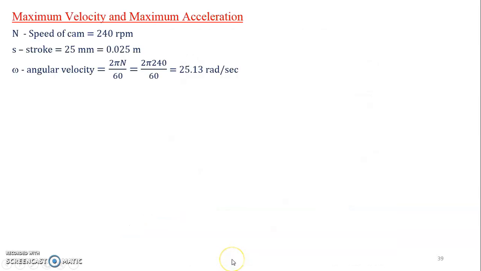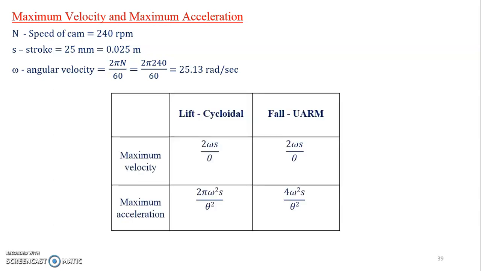After that follows the maximum velocity and maximum acceleration. So speed is given as 40 rpm, stroke is 25 mm, which is 0.025 meter, angular velocity is 2 pi N by 60. So substituted N over here and got the answer as 25.13. Now here the lift of the motion follows cycloidal, hence the formulas I have. This I have taken from the chart, so I have to memorize it. And then for the fall it is UARM. Again the formulas I have to memorize and keep it.